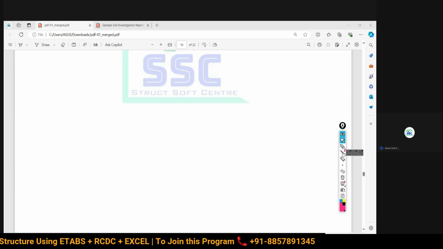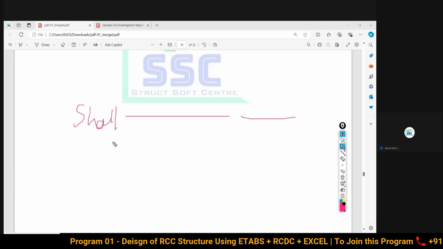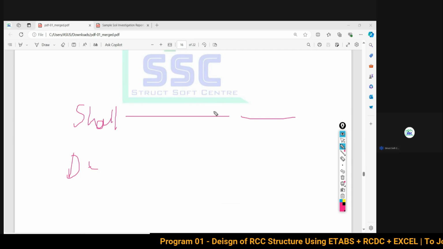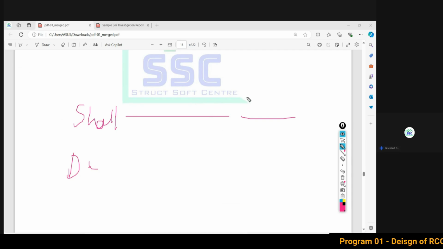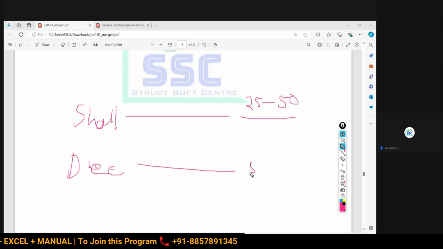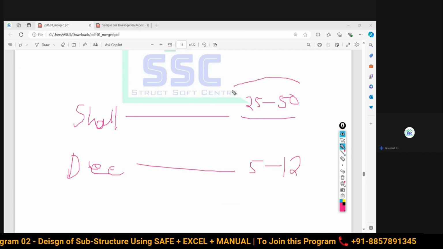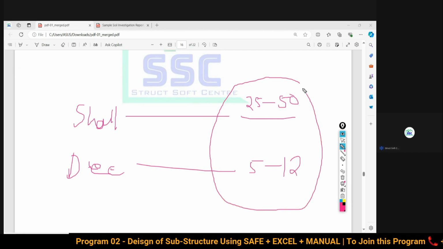For different types of structure, for shallow foundations we allow some settlement, and for deep foundations we allow some settlement. Normally for shallow foundations, remember, note this point, 25 mm to 50 mm settlement is allowed, and for deep foundations the settlement allowed is from 5 mm to 12 mm. And this is not fixed; I am just giving the general value based on experience.